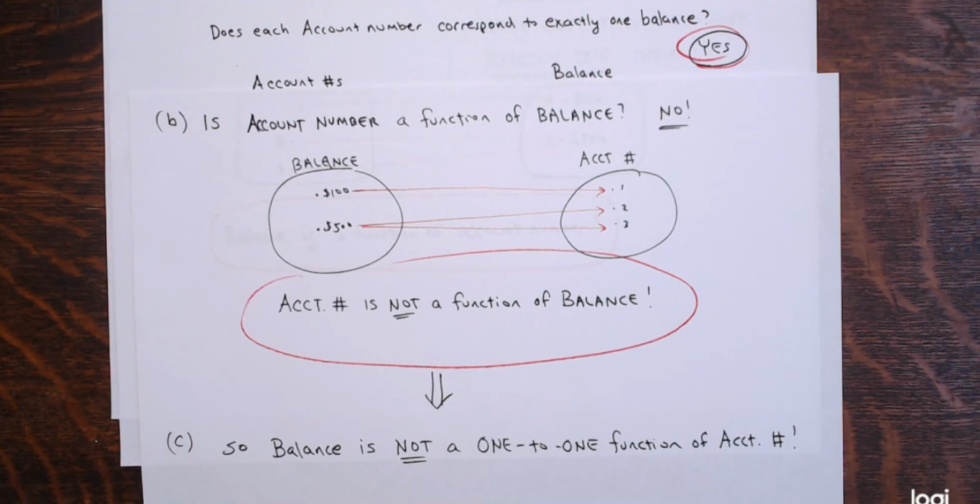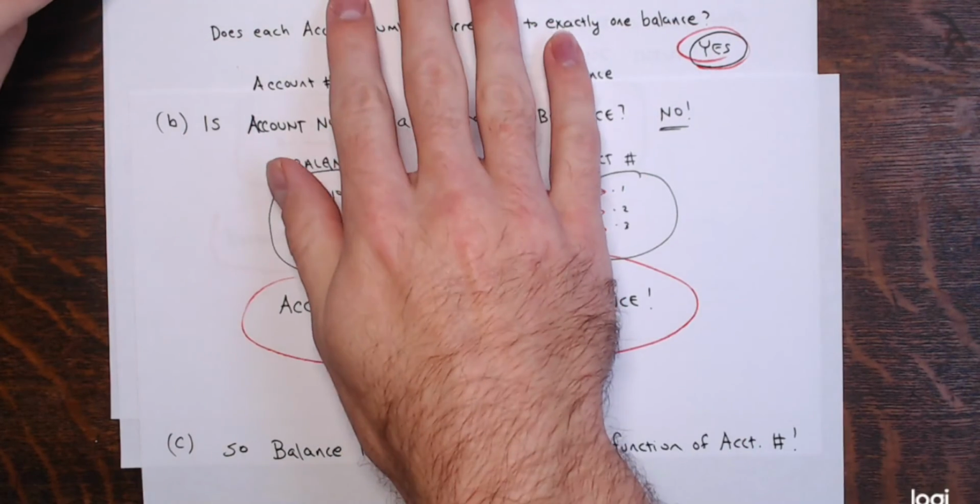I know it's a lot of words here, but that's the idea. One-to-one: one input to one output, and that output to that one input. It goes both ways. Great. All right, then try it.